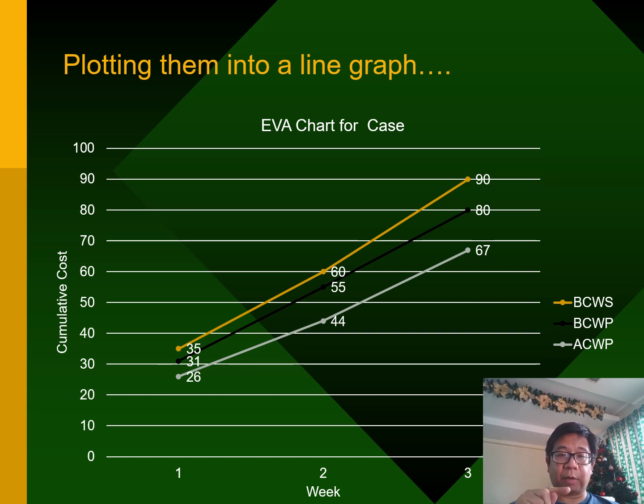Sorry, not the black line, it's the yellow line, because that's the BCWS. That's the budgeted cost of the work that I scheduled. So that's the 35, the 60, and the 90. What you will notice there is that your BCWP and ACWP is below that yellow line. So that's the gray and the black line. Essentially, that means that your costs are low, but your performance or your progress is also low. So visually, you can immediately see whether or not you are on time, on budget, or on schedule.